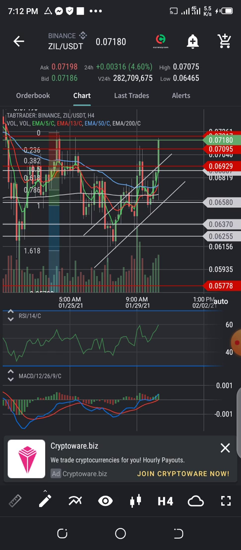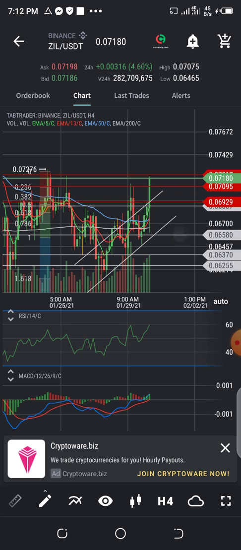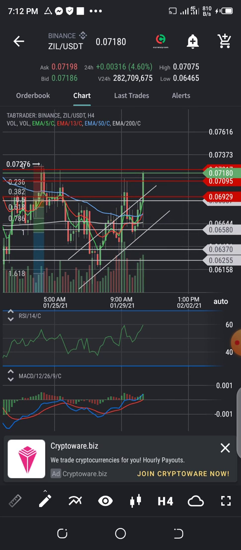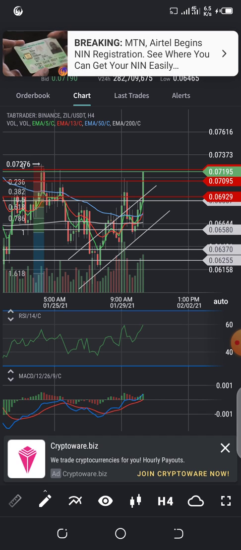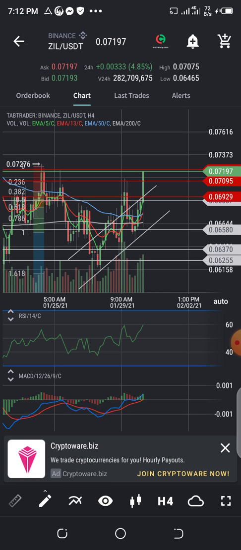Can you see what I told you? It broke my trend line that I drew out. So once it's broke it out, just like I told you, then it's going to hit both targets. And assuming we have entered now, both our targets have been hit. The first take profit is 0.06929. Then the next one is 0.07095.